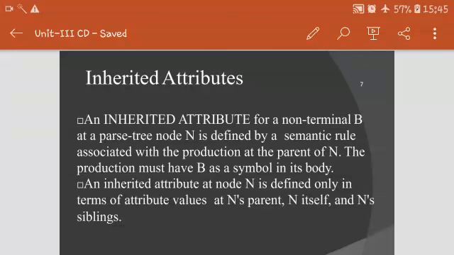Hello friend, today we are going to discuss the things related to the inherited and synthesized attribute.